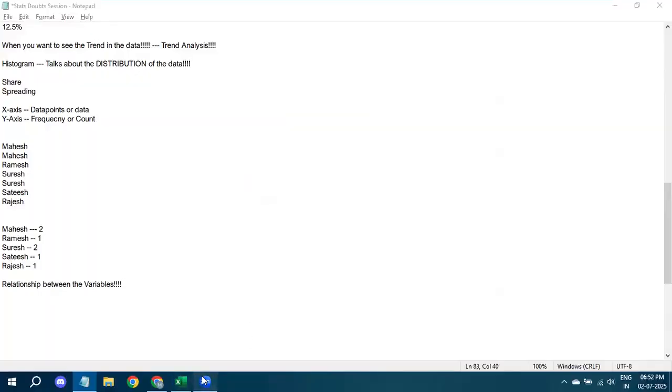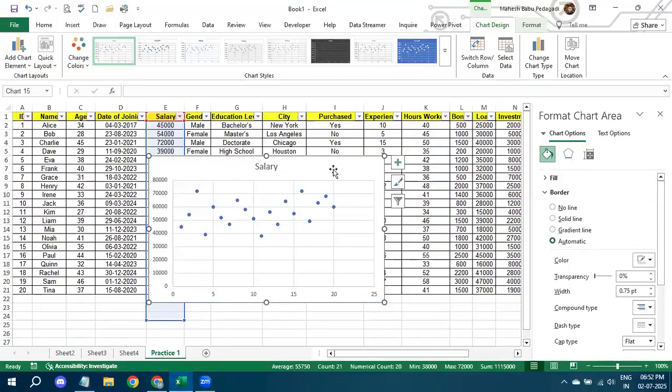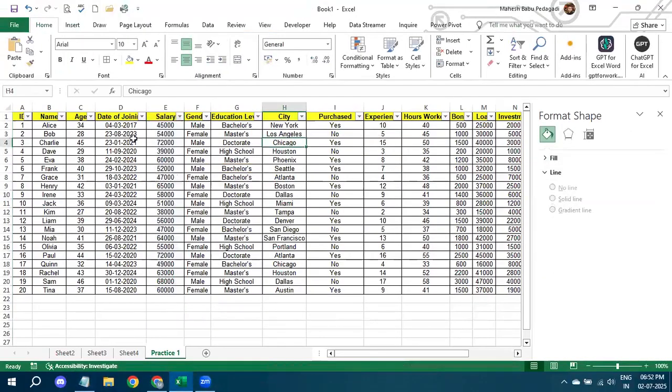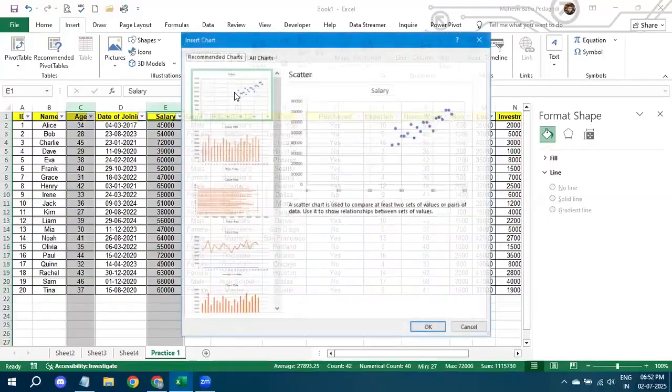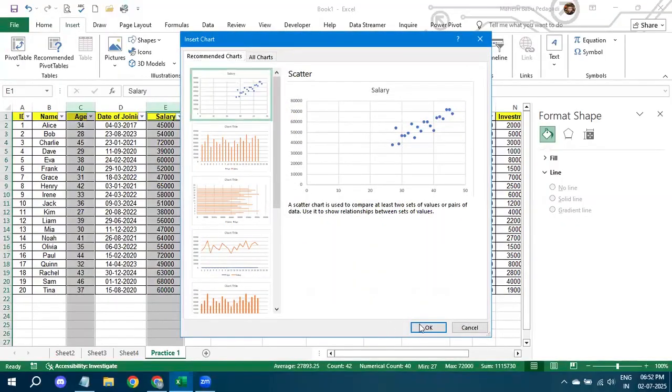Now, if you notice, let me delete this. Now tell me, if age is increasing, does salary increase or decrease? Chances of increasing. Are you 100% sure? No. See, these 2 are numerical columns. One is x-axis and another one is y-axis. If I go to insert, recommended charts, the first chart I got is scatter plot.